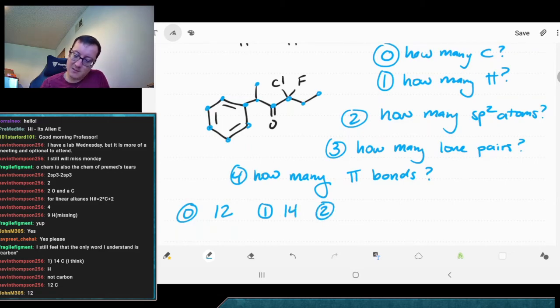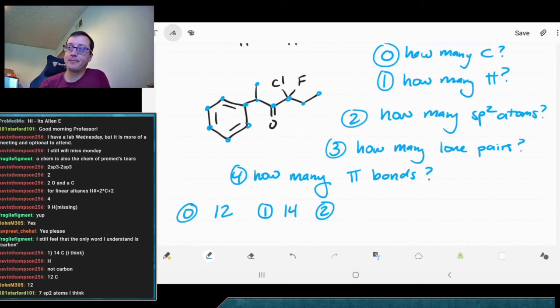Question 2 is how many sp2 atoms? So we're looking at how many things have 1 pi bond. I think you fell for the same trap Kevin fell for last time. If we look at anything that has a double bond on it, anything that has a double bond on it will be sp2 in this molecule. We don't have anything that's sp, because all of these will just have 1 pi bond.